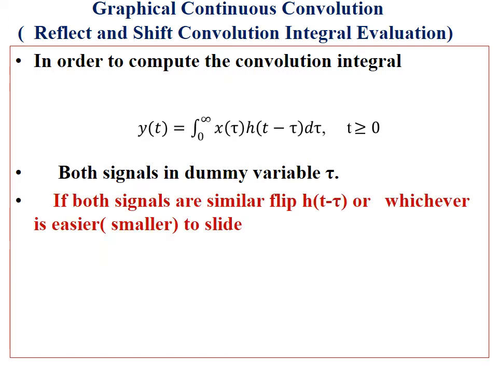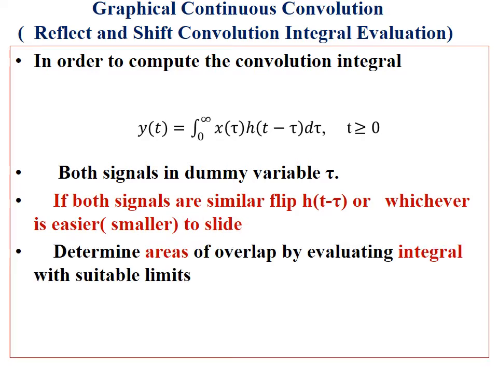Now, if both the signals are similar, flip h of t minus tau, which is the normal case. If both of them are slightly different, flip whichever is easier or smaller to slide. After sliding or moving the signal, find the areas of overlap by evaluating the integral within suitable limits. Flip, shift and multiply. Let us go on to the detailed procedure for this.